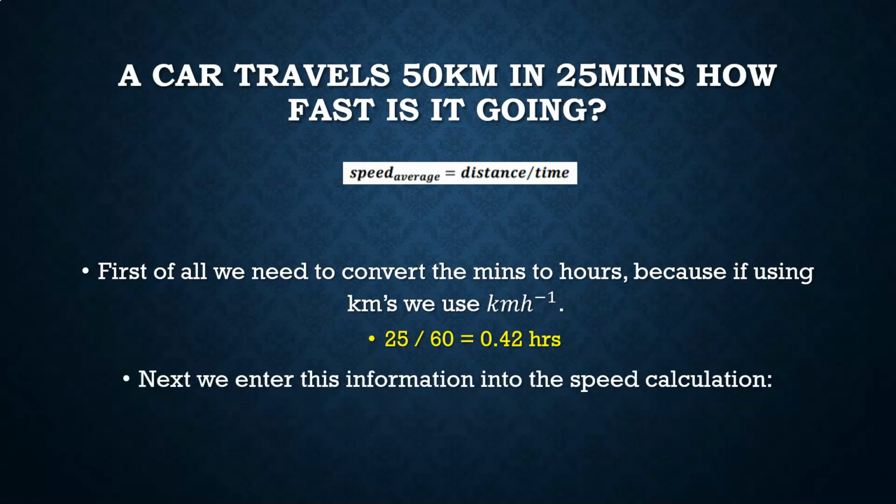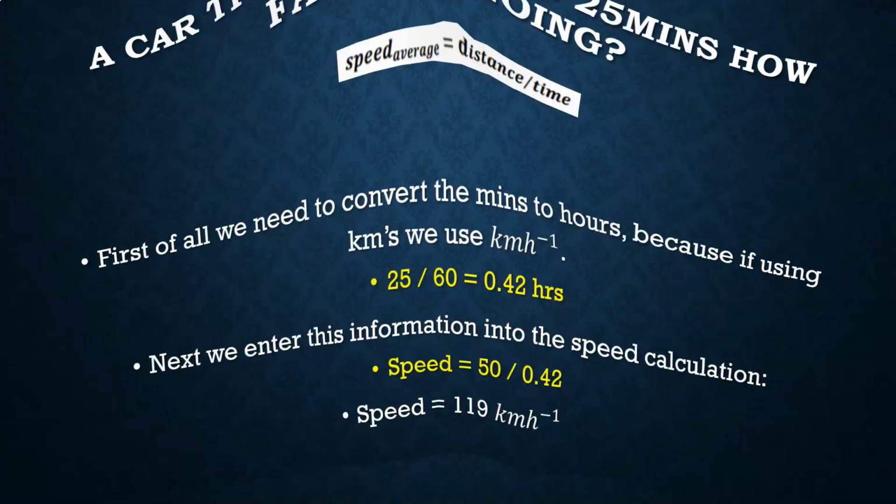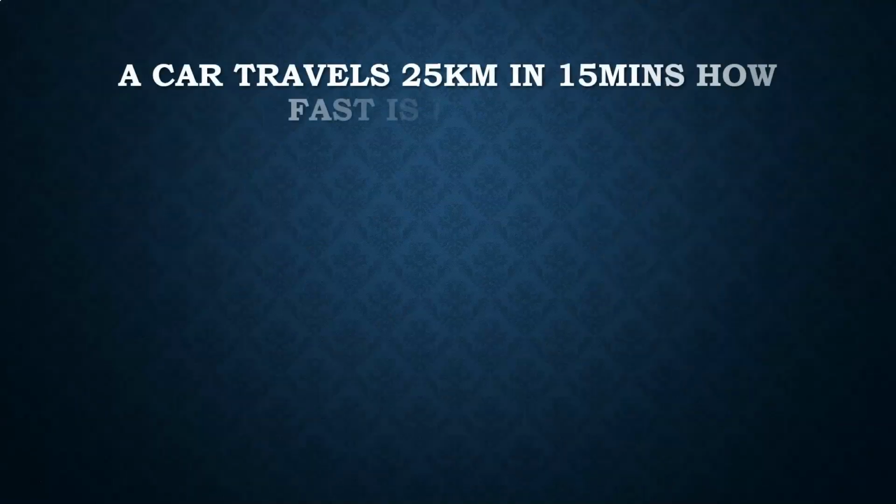Now we need to enter all that information into our formula. So we're looking for the speed. We know we've got a distance of 50 kilometers and our time is 0.42 hours. So we divide 50 by 0.42 and that gives us 119 kilometers per hour. That's our speed.